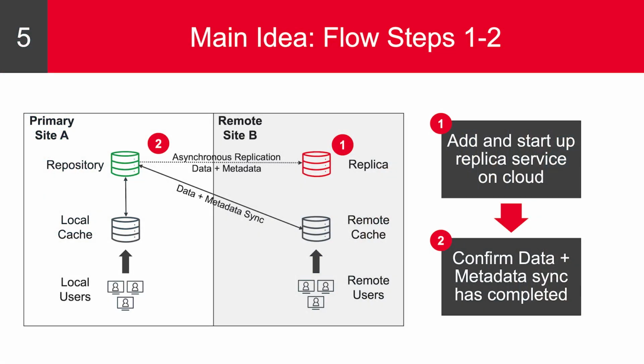And now I'm just going to go over the steps. So this will actually explain the previous diagram a little bit better. So on the left side, I have the primary site with the repository, a local cache, which the users are pointing to. The local cache is synced with the repository. And on the right side, I have the remote site, which is on the cloud, in this case, AWS cloud. And we are adding and starting up a new replication service there.